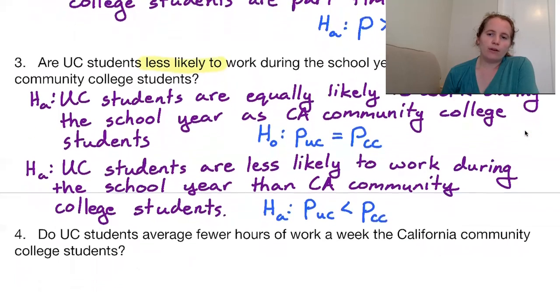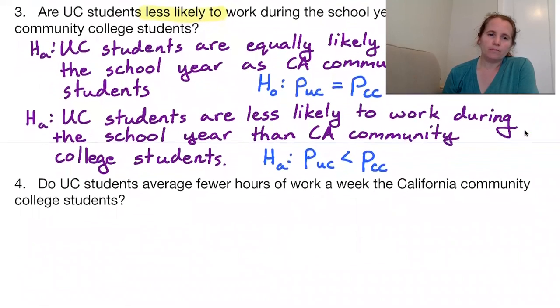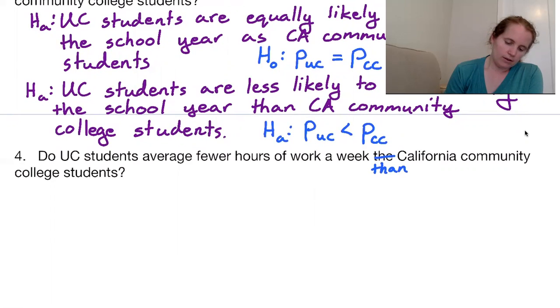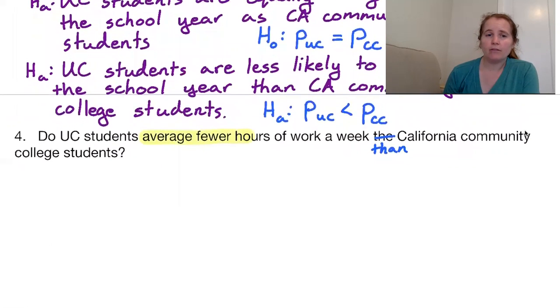And then for our last question, do UC students average fewer hours of work a week than California community college students? We are looking at the average, fewer. So there is our lean. We are talking about average.